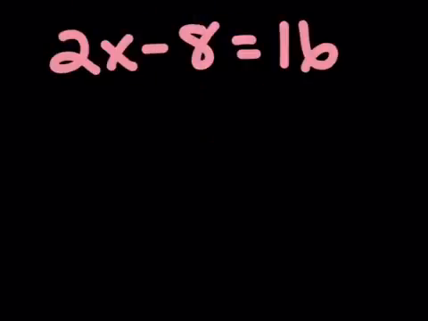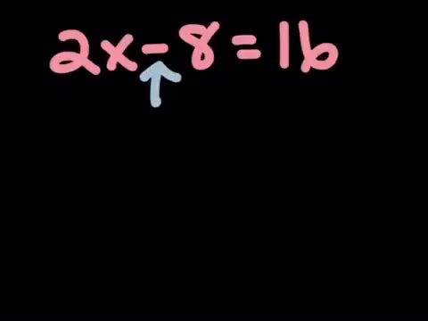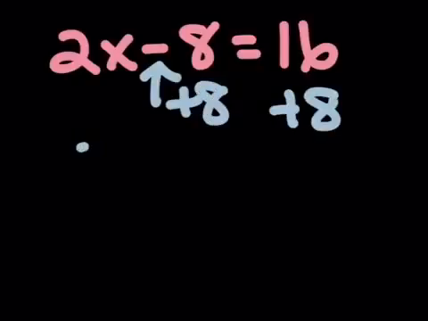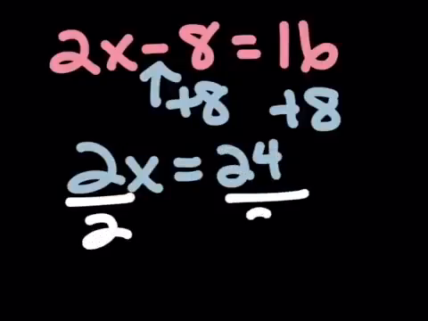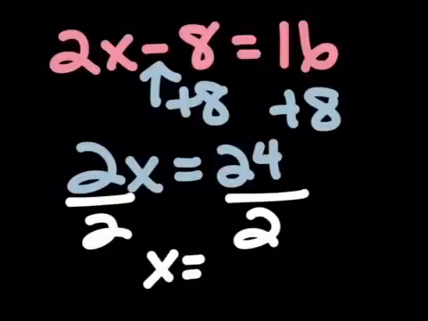So you're probably saying, isn't this the same equation? Well, there's one thing I changed. I changed this to a minus, which means I'm not going to subtract 8. I'm going to add 8 to both sides. So I'm left with 2x equals 24, and my last step is still to divide by the 2, but this time I get x is 12.